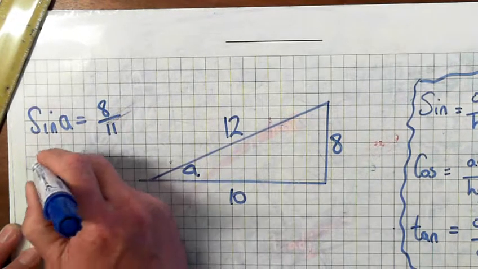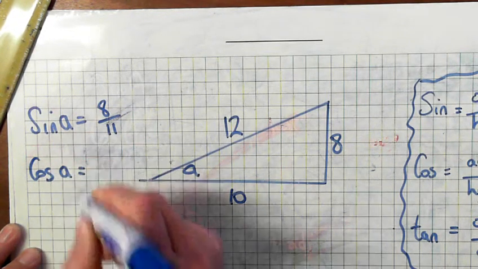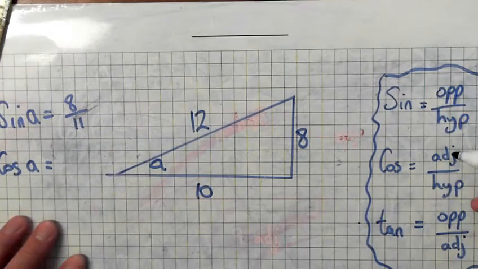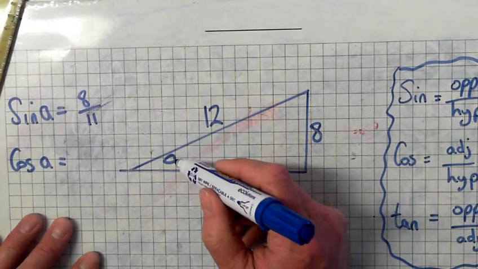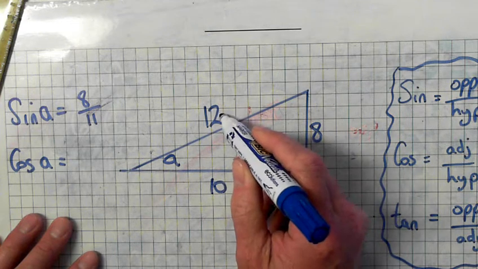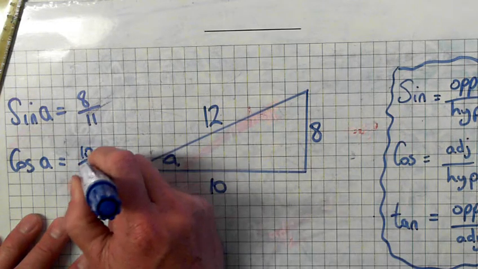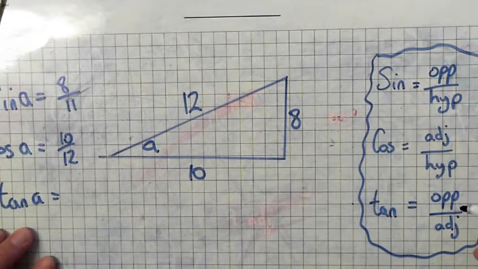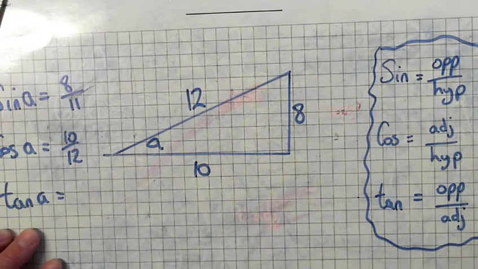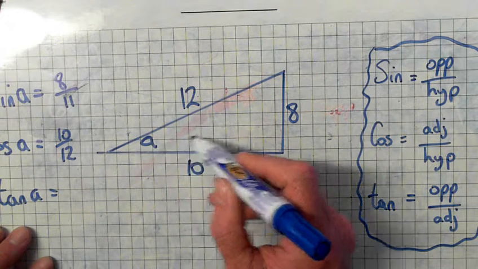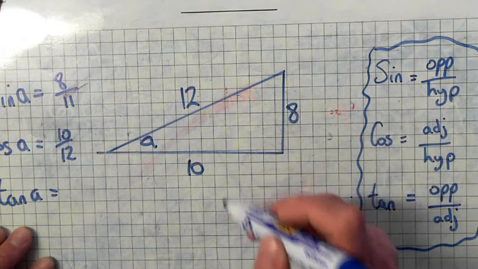Cos of A. Raymond. Cos, the rule is adjacent over hypotenuse. Which one is the adjacent? 10 over 12. Tan of A, opposite over adjacent. Which one is the opposite? 8 over 10.